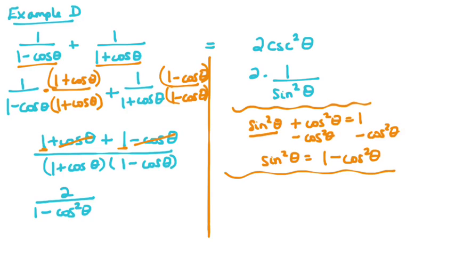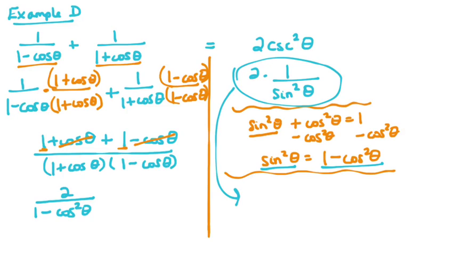And so what that means is that I can replace my sine squared theta with 1 minus cosine squared theta. So if I go back to this step right here, we're going to rewrite that as 2 over, and instead of sine squared theta, I'm going to substitute in 1 minus cosine squared theta. And now both sides are the same.